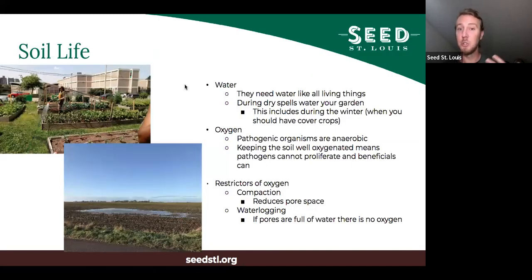So like I mentioned, to also improve your soil life, which is another thing that I am obviously, as I think you can probably tell, very highly recommending, it needs water, like all living things. So what this means is that during dry spells, water your garden, which hopefully you're already doing. But this also actually includes during the winter.